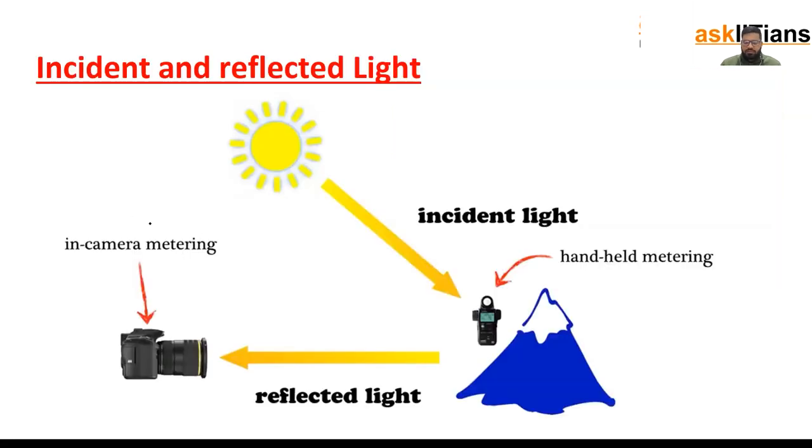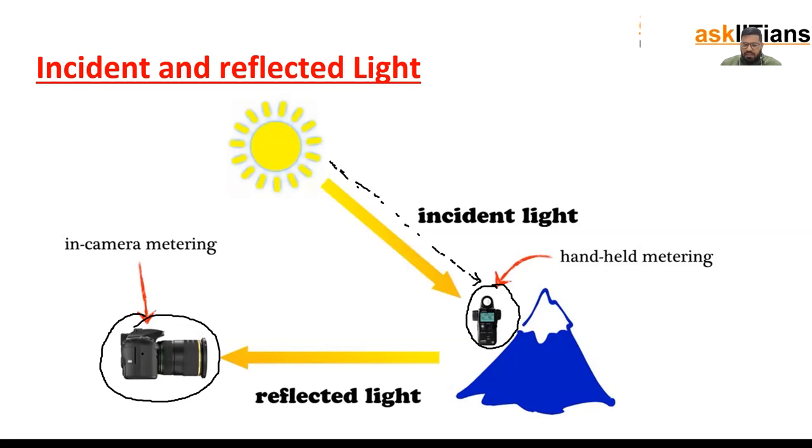Now see this diagram. There are two methods of metering. Either you can do handheld metering with a simple device, or you can use a camera for in-camera metering. What is the basic difference between these? In handheld metering, you are directly using the incident light to capture the results. You are directly using the incident light of the sun, which is incident on the handheld meter. So directly you get the results.